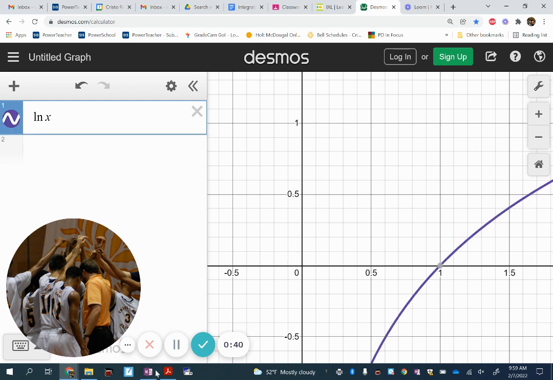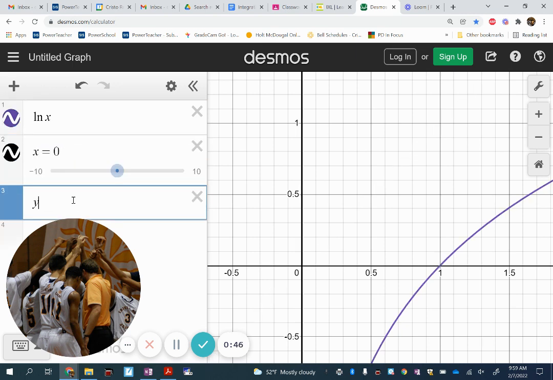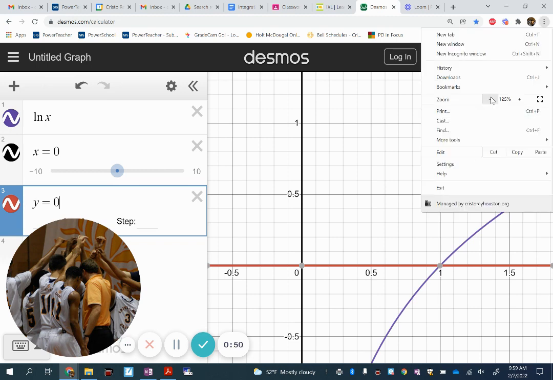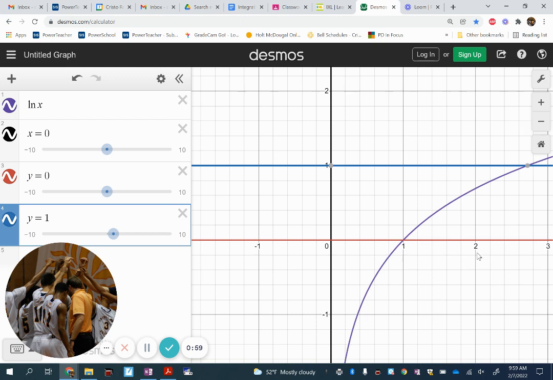Then we've got the axes, so x equals 0, y equals 0. And then I believe it is y equals 1. Let me zoom out a little bit so you can see this. Here we go, there it is, just like it looks on the actual paper.